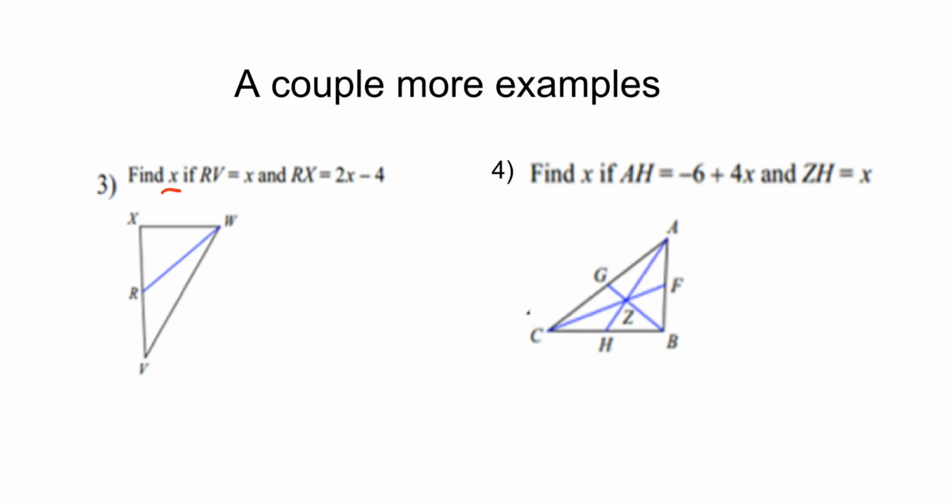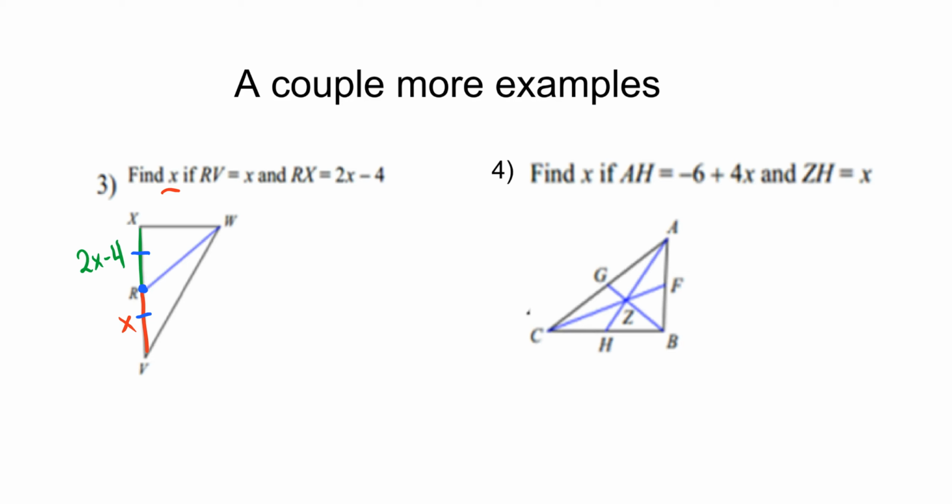So it says find x if RV is equal to x. So let's go ahead and mark that R to V. That's interesting. That's not even a median. Okay, well that's x. And then it says RX, there to there, is 2x minus 4. Well, that's weird. They didn't give us any parts of the median, they just gave us a side of the triangle. If you guys remember, when we have a median, that point R is going to be the midpoint of the line. So that means that this piece RV should be equal to that piece RX because this point R is the midpoint.